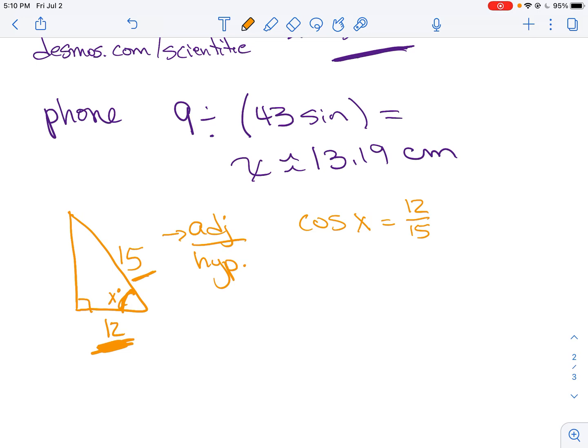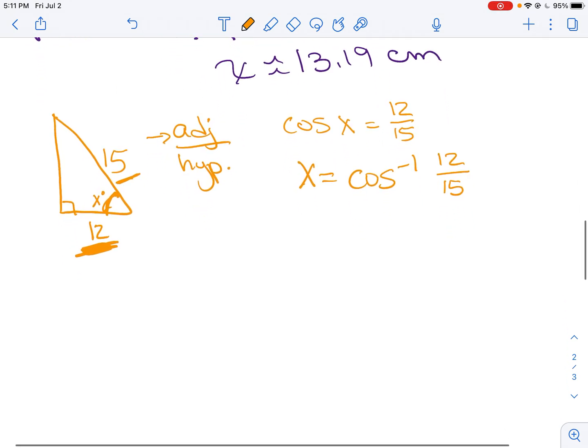So, in order to find the angle measure, we actually have to write it a different way. What we have to do is write the inverse of cosine. We're writing the inverse of cosine. Now, if you're using the Desmos calculator, you hit the little function button and you'll find cosine -1. Then you just write 12 over 15 and hit the equal sign.